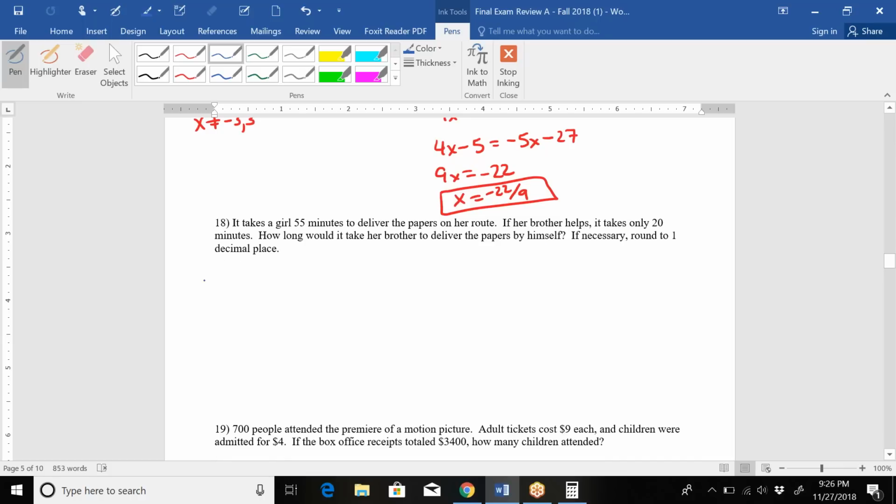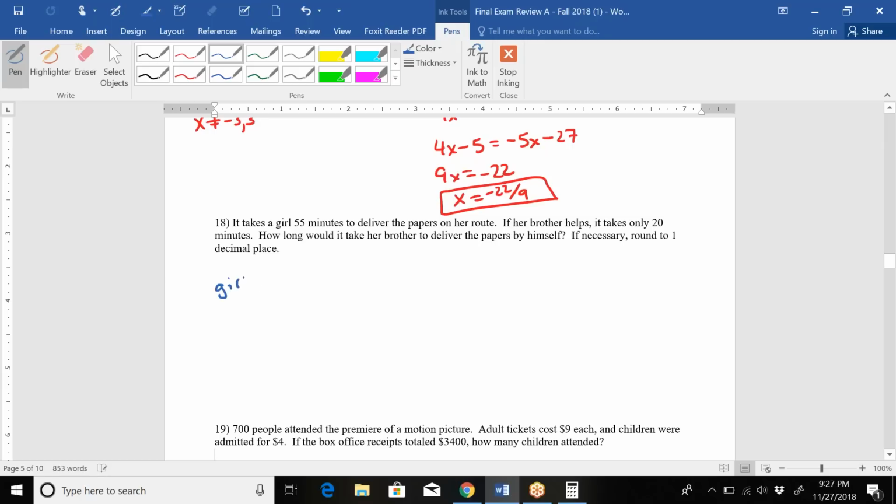So the problem with this is that you're trying to compare people who are working at different speeds. So if we could figure out how much of a job they get completed in a single minute, then we could compare them because we have a singular unit of time then. So if the girl takes 55 minutes to deliver her papers on her route, and we're assuming here in our beautiful world of algebra that she's working uniformly, which means she's not stopping for breaks. She works consistently at the same rate the whole time. I know not the real world, but that's what you have to assume to do this problem.